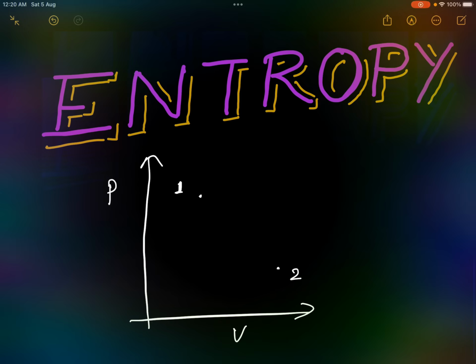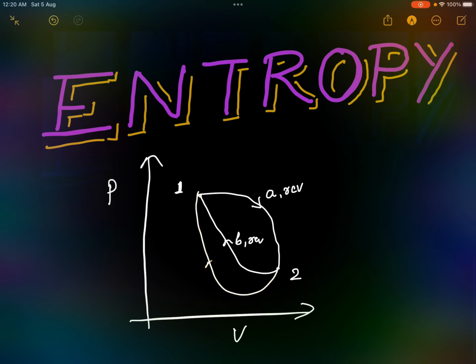Let's say I have chosen a path called A, and I have assumed that I am going along a reversible path, and then I am coming back along reverse path B, which is also a reversible path. Let's take another path C, that is also a reversible path. So here we can see that I am going from state 1 to state 2 with a reversible path, and I have two options for returning from state 2 to 1.